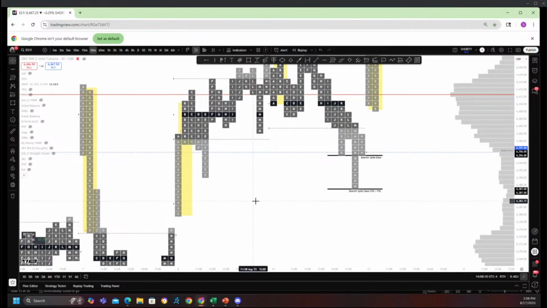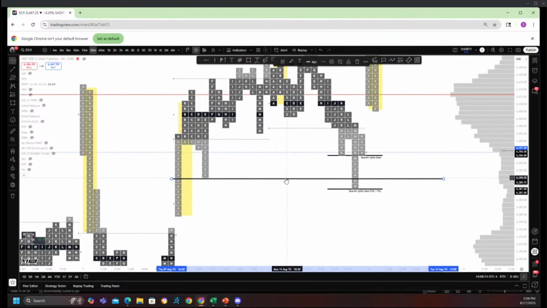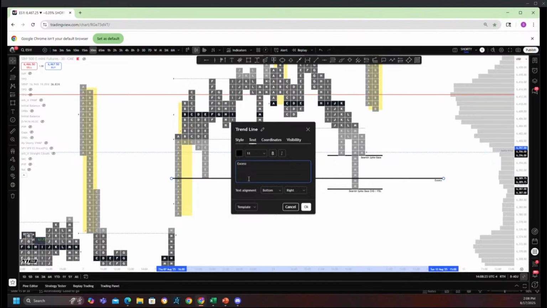Is that on the A period? Would it be A period? It would be right here. That means the excess low from Friday, the 8th, is here.